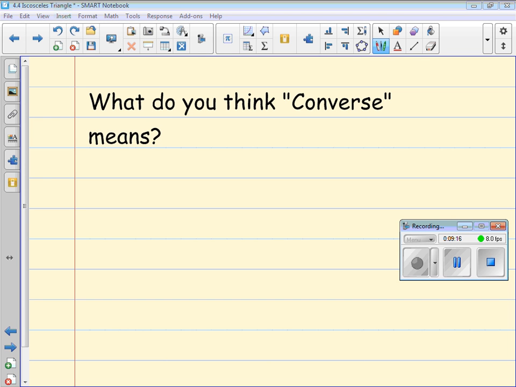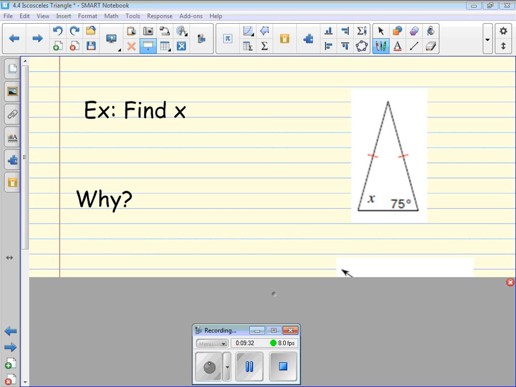So let me ask you a quick question. I used the word converse. I want to know if you think you know what it means. So what do you think the converse means? And go back and listen to me talk about it in that previous section. Just rewind me and listen to me talk about the converse. And I want you to understand what that word means on your own. So maybe it means even going to the internet and taking a look at that.